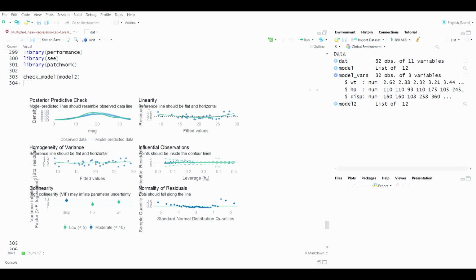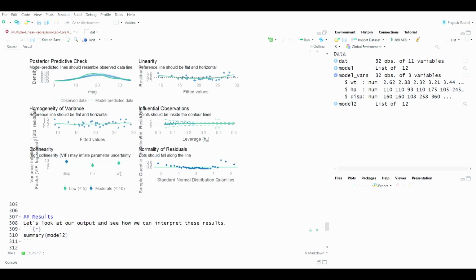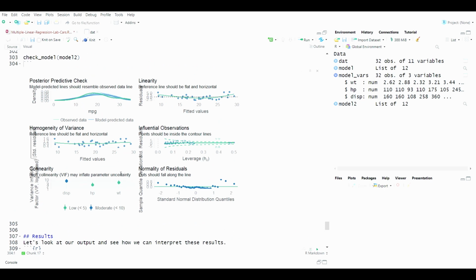This is checking linearity. Reference line should be flat and horizontal, in case you forget. I forget. Over here, collinearity. It says, what is collinearity? VIF may inflate parameter uncertainty. Low is less than 5. Moderate is less than 10, right? It gives you a little graph showing them. That's pretty handy. I don't like how they end up kind of squished on my screen. Maybe you can figure out how to make them look better, but it's nice that it does them all at once for you.